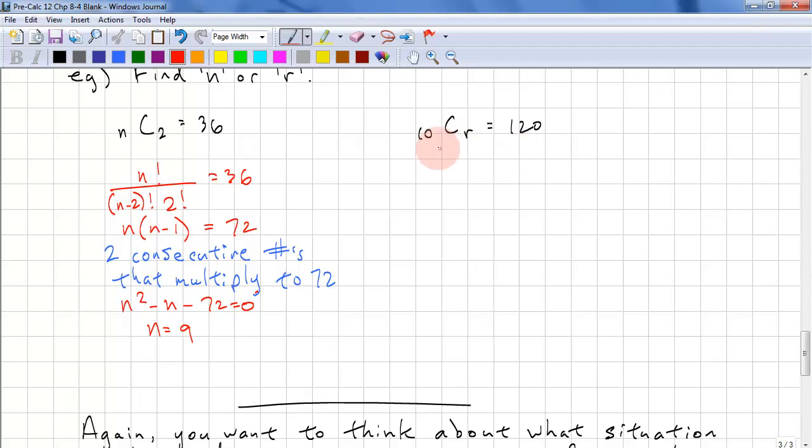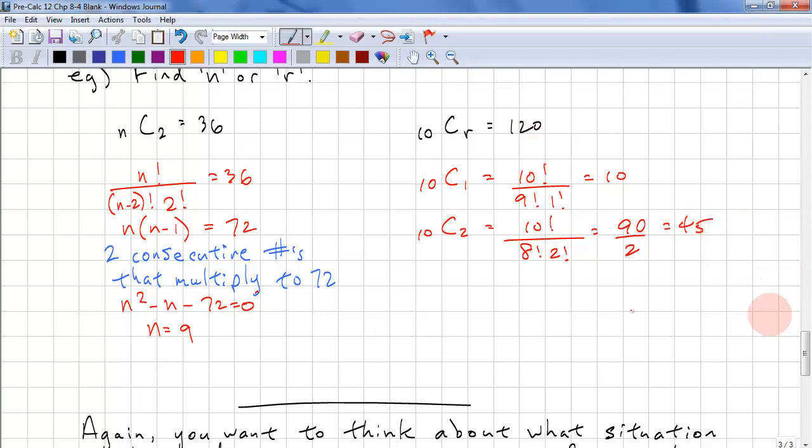Okay, this time we have 10 choose r equals 120. This one's a little bit difficult because we can't put it into this form. So we just simply go 10 choose 1. That's 10 factorial over 9 factorial times 1 factorial. That's 10. 10 choose 2. That's 10 factorial over 8 factorial times 2 factorial. And that's 10 times 9. That's 90 over 2. That's 45.